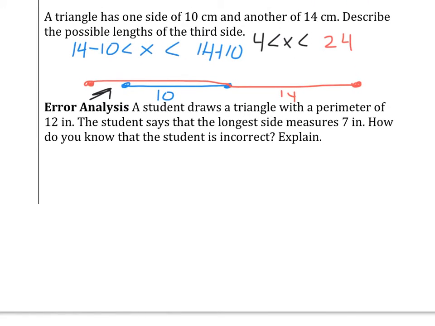So a student draws a triangle with a perimeter 12 inches. The student says that the longest side measure is 7 inches. How do you know that the student is incorrect?